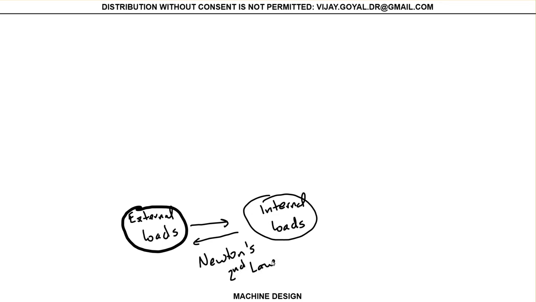Then, if you have the internal loads, we can also find the stresses. From the internal loads, we find the stresses, and obviously you can go one way and the other. This is static equivalence. Through statics, we can go one way and the other.